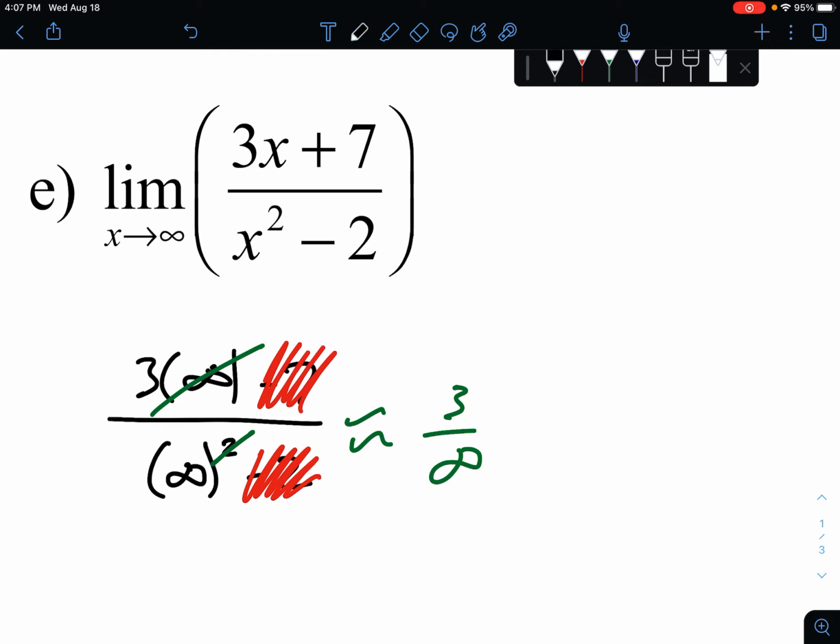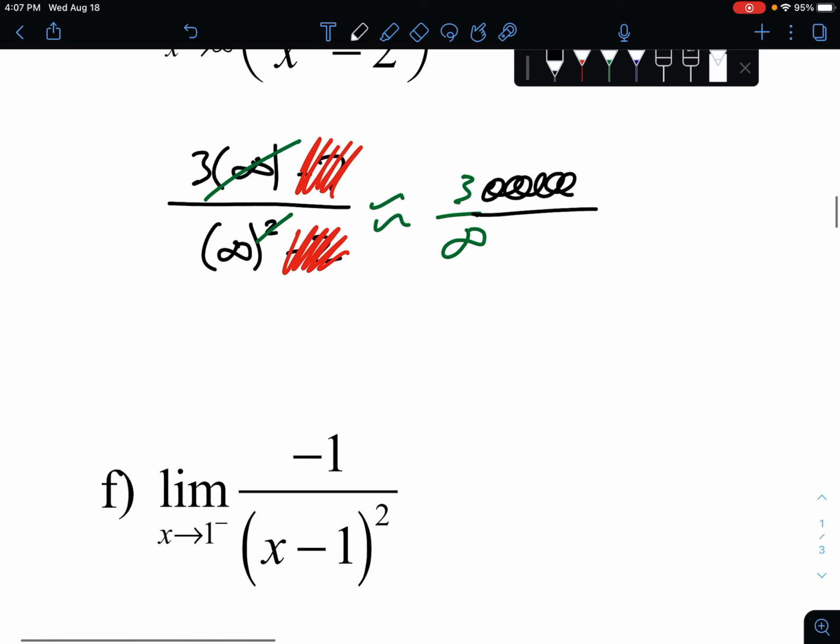That 3 over a very large number, or any number over a very large number, such as infinity, can be 300,000, whatever it wants to be. As long as it is over infinity and it's just a number, then it's always going to tend towards 0 because infinity is insanely large. I can't even fathom it. It's so big!